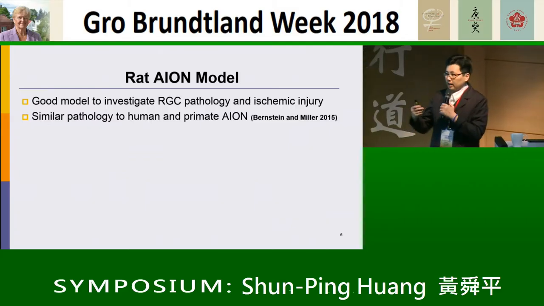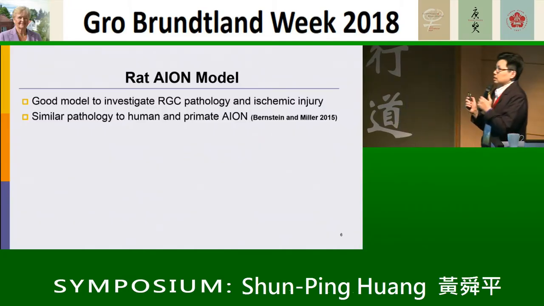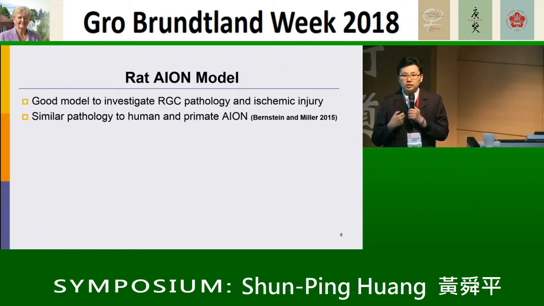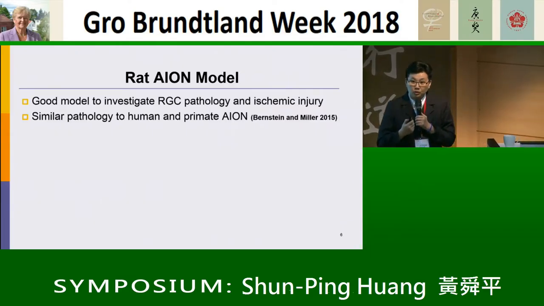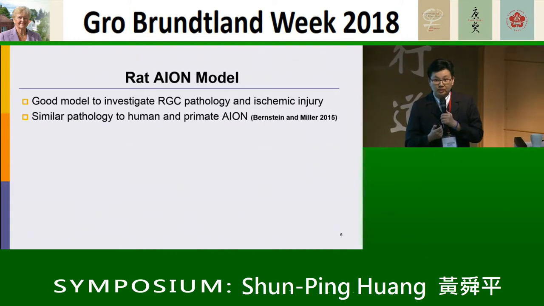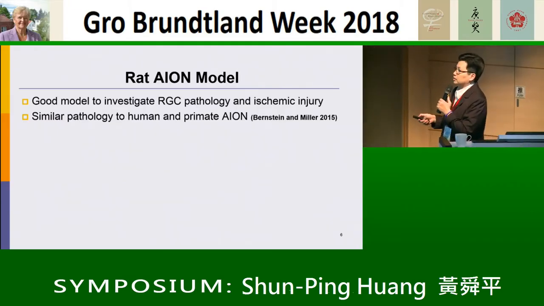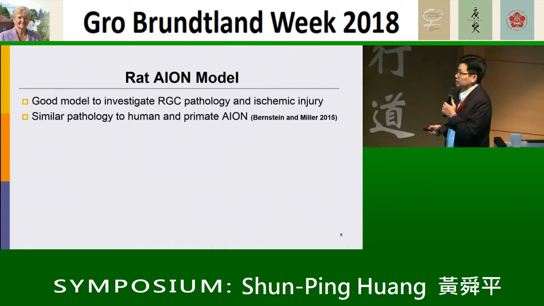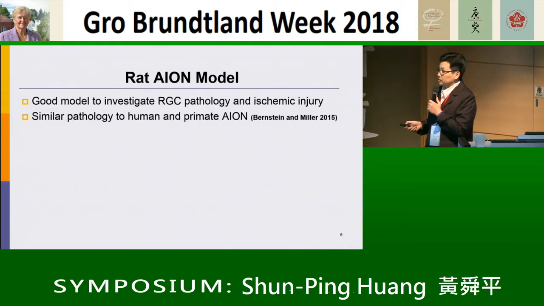Because optic nerve stroke is highly related to stroke but is not life-threatening, it's really difficult for us to get samples. You cannot ask a patient, okay, I'm going to pull out your eye and get some optic nerve tissue. That's impossible. So we have to make a very good animal model. Our lab established a rat AION model, which can be used to investigate RGC pathology and ischemic injury. The best thing about this model is that its pathology is similar to human and primate AION.